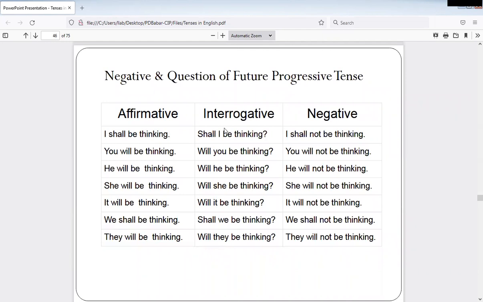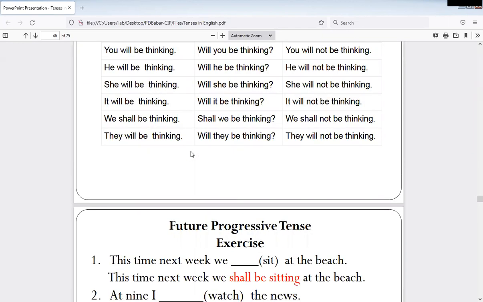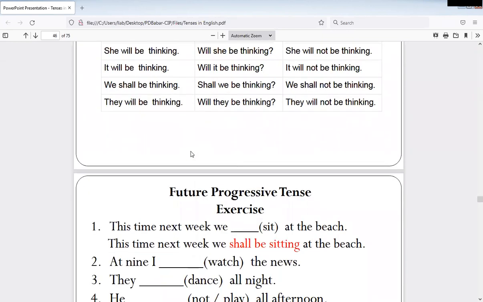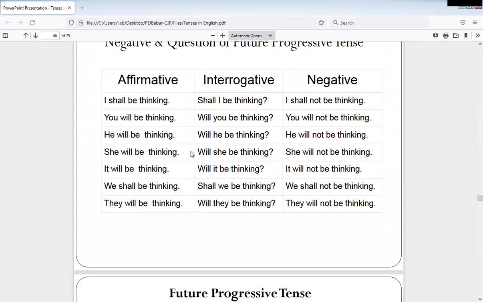Also, we have seen the affirmative, interrogative, and negative types of sentences in future progressive tense. Means I shall be thinking, I shall not be thinking, and shall I be thinking. These three types come under the affirmative, negative, and interrogative. So yes, this chart also you have written down in your notebook.